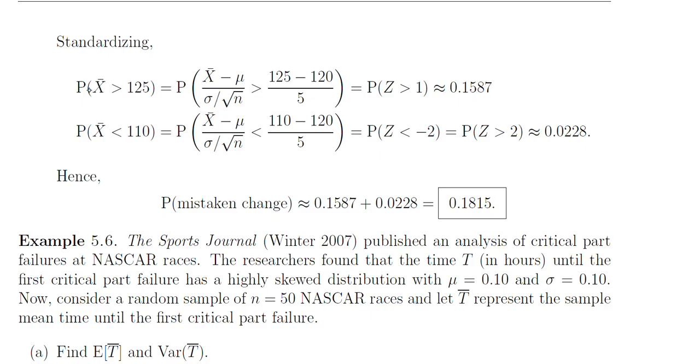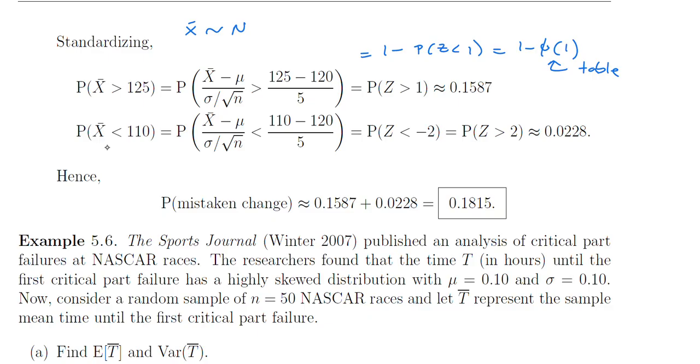Okay, to calculate X bar being larger than 120, we can use the fact that X bar is normally distributed and then standardize it by subtracting mu and dividing by its standard error, sigma upon square root n, which we already calculated as 5. That gives us the probability of Z being larger than 1, which is also 1 minus the probability of Z being less than 1, or 1 minus phi of 1, which we can calculate from the tables, the standard normal cumulative distribution numbers.